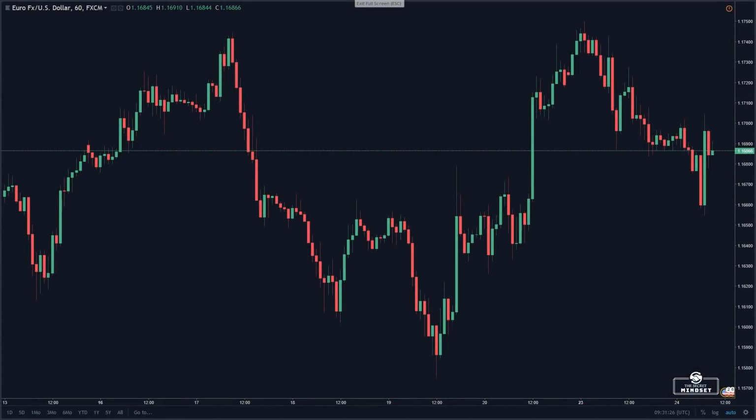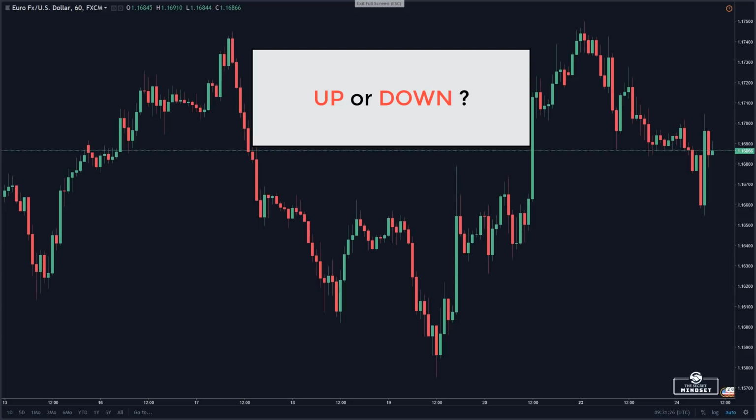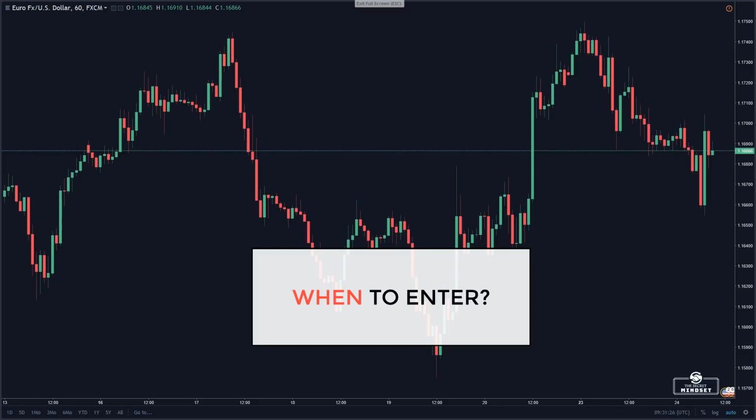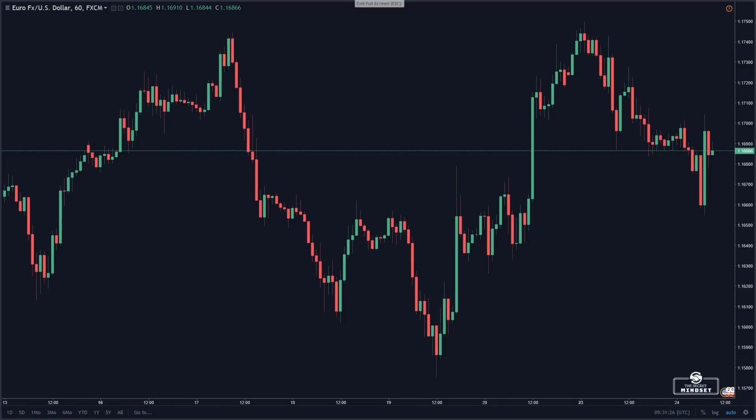Traders face all kinds of problems when they trade. Some traders struggle with establishing the main trend, others have problems with their market entries. But what if you developed a trading strategy that would solve both problems?